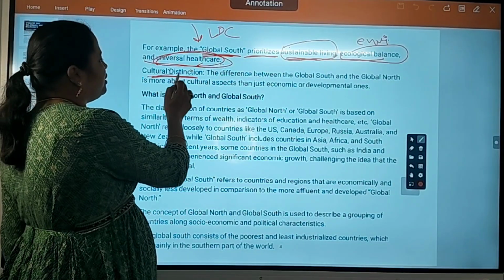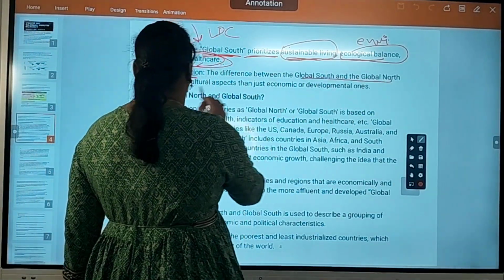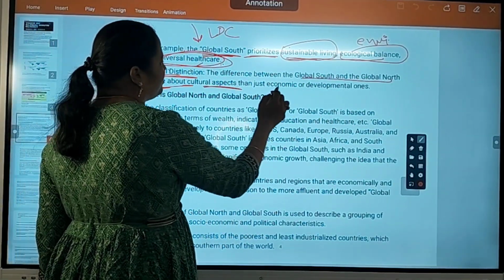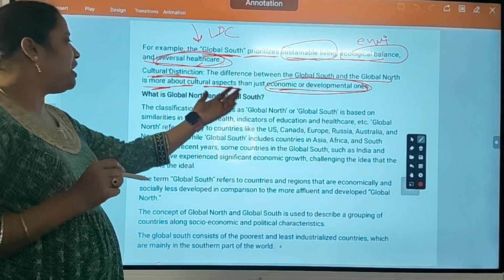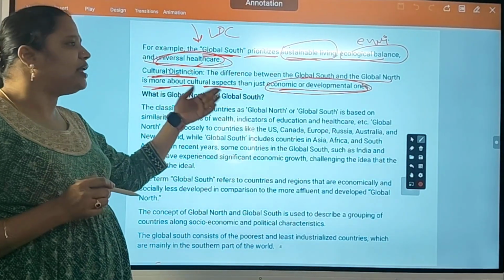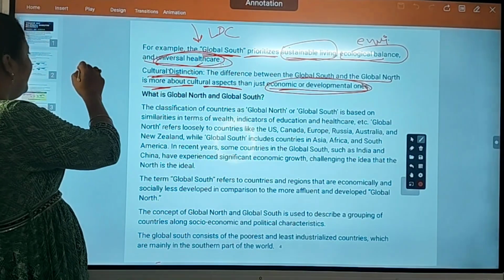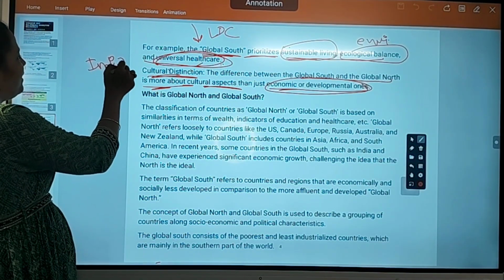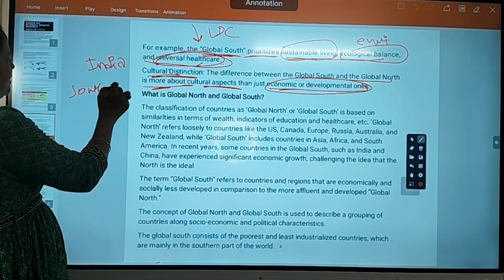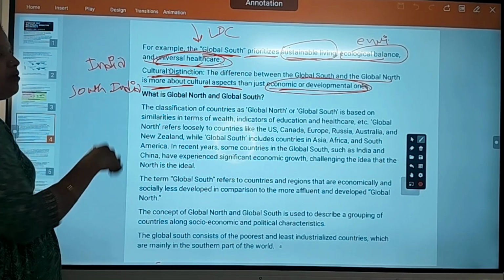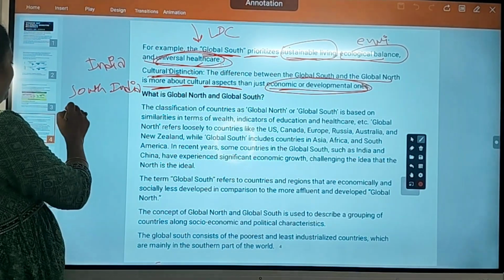Cultural distinction: the difference between Global South and Global North is more about cultural aspects than just economic and development ones. Why? Even in India only, for example, in South India, women are very simple. They wear a sari.